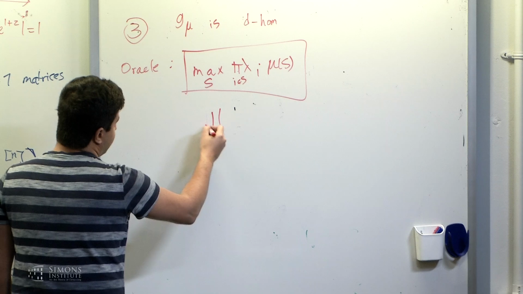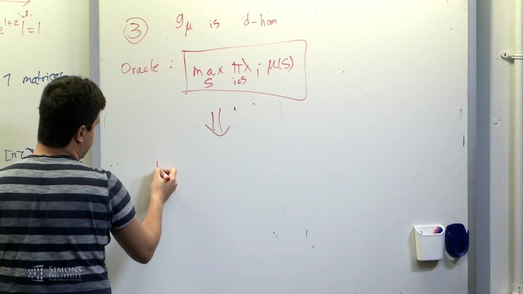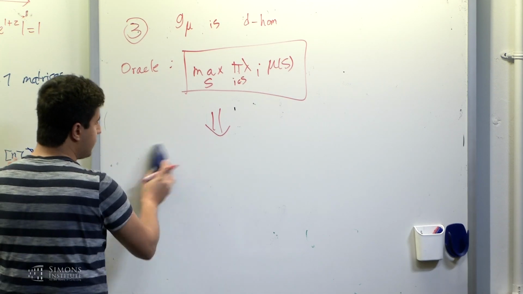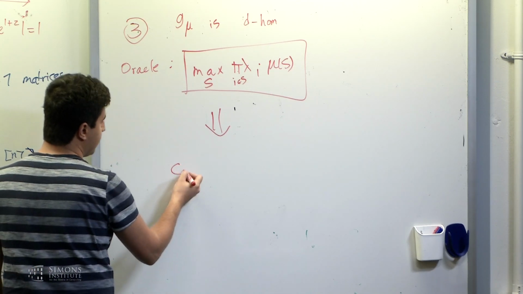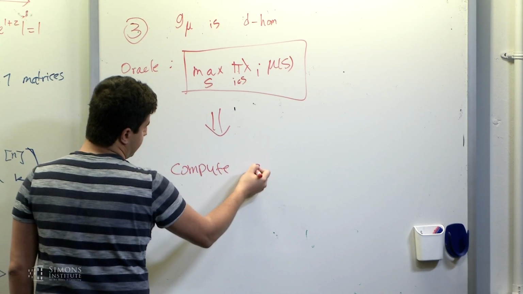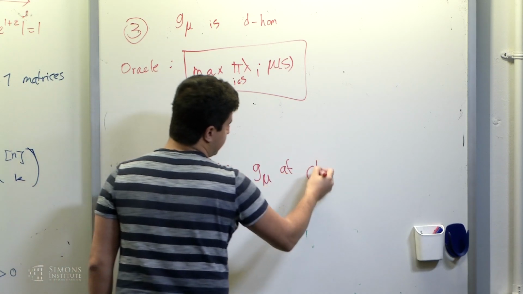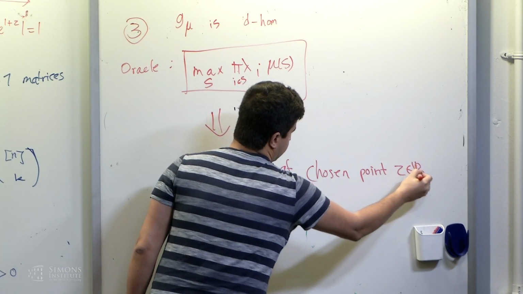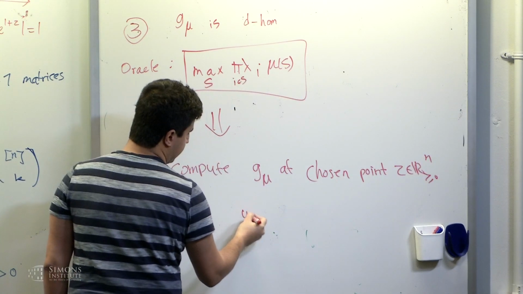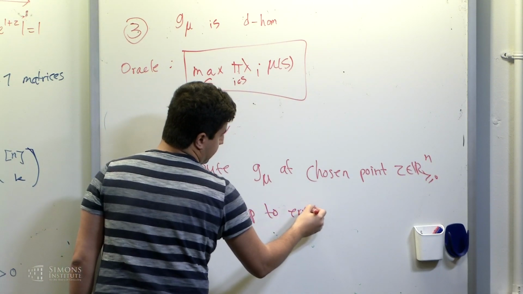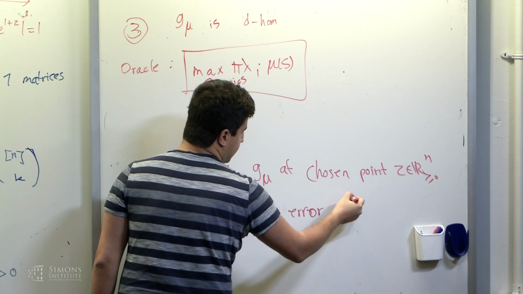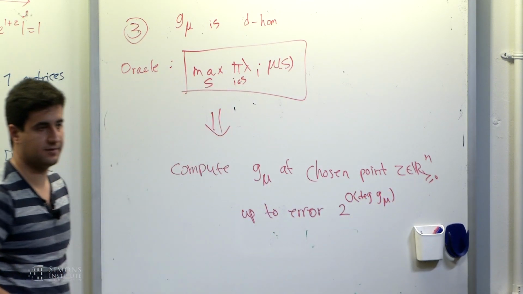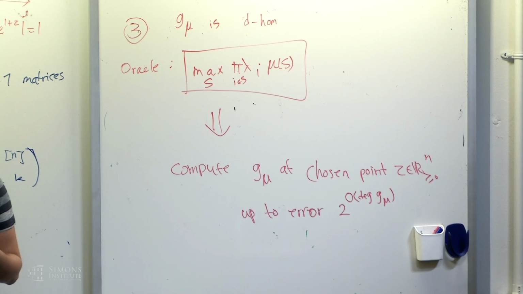So if you have such an oracle, then you can solve an equivalent form of that convex program and compute G mu at a chosen point, up to an error of basically 2 to the O of the degree. So it's a fairly natural generalization of the matroid case, right?